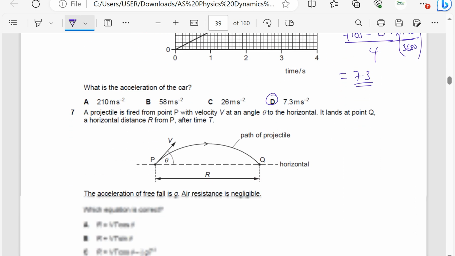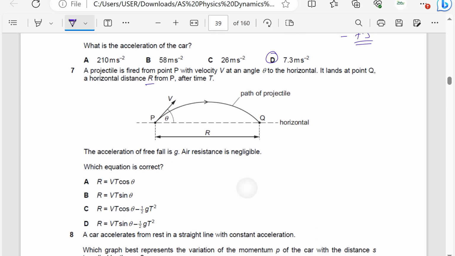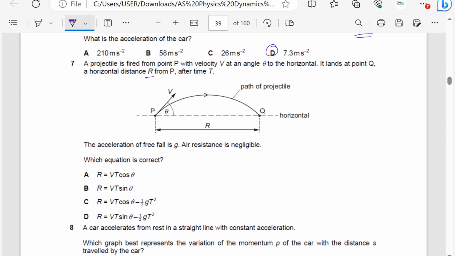A projectile is fired from point P with velocity V at an angle theta to the horizontal. It lands at point Q, a horizontal distance r from P, after time t. The acceleration of free fall is g. Air resistance is negligible. Which equation is correct? I think we have solved a similar equation.